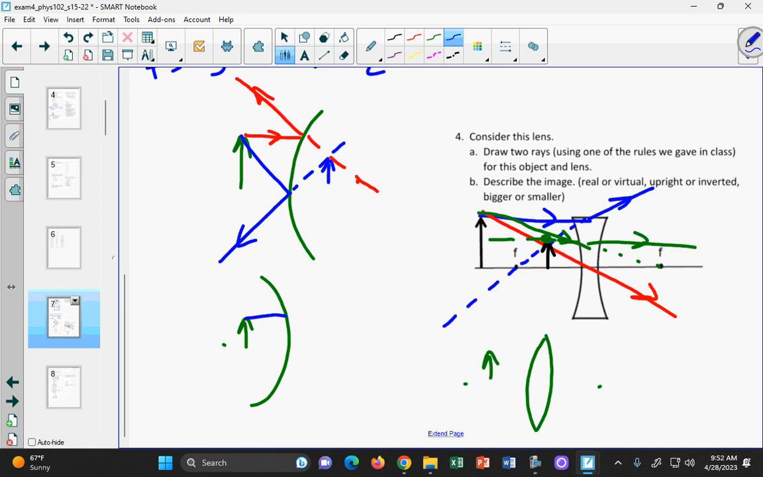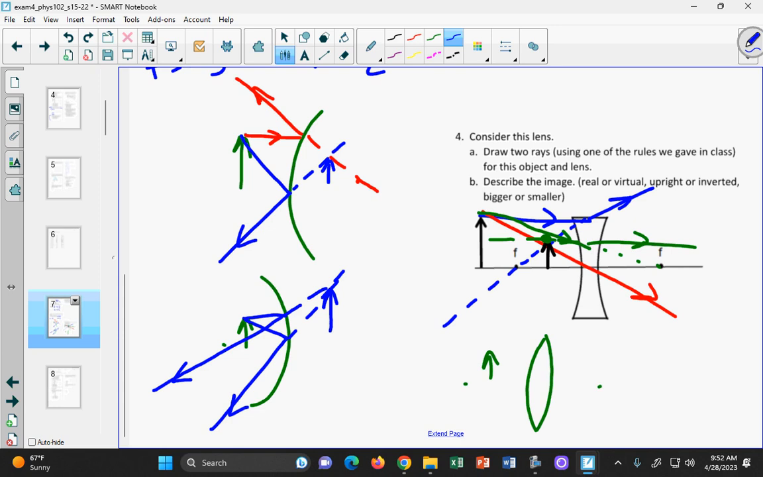Here, parallel to the axis, through the focal point to the center of the mirror, following the law of reflection. Then these trace back, giving me the image. That's the upright, bigger image. That's like when I had that big mirror and I hold it close to my face, I look bigger. Those are the two easiest rays.